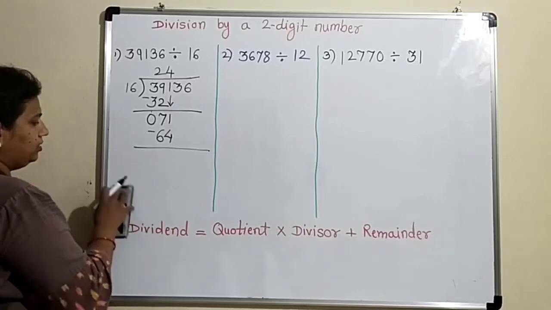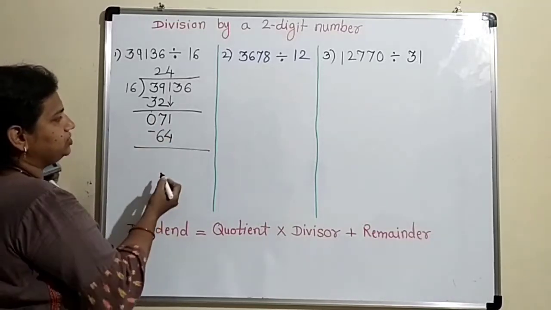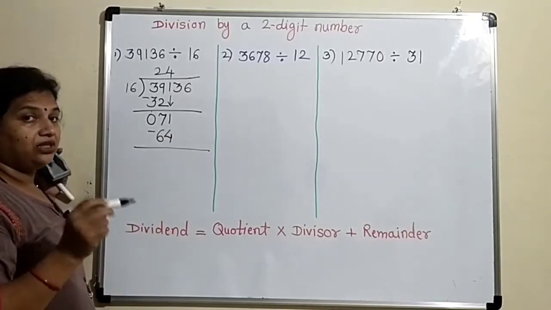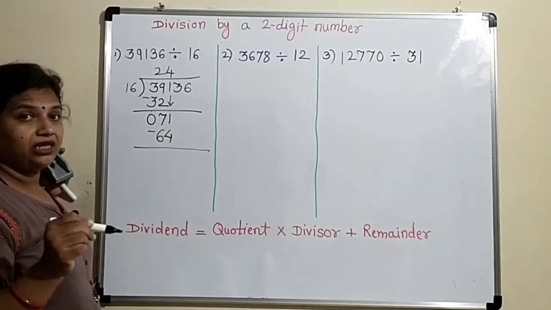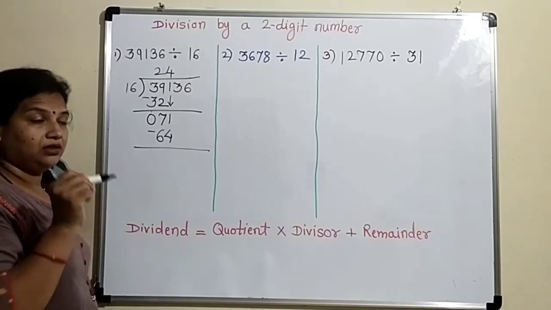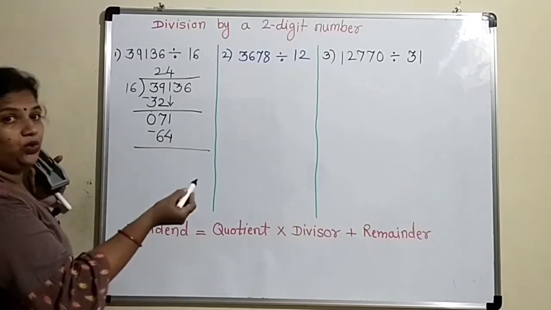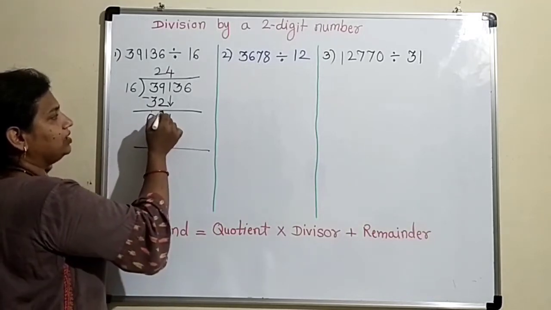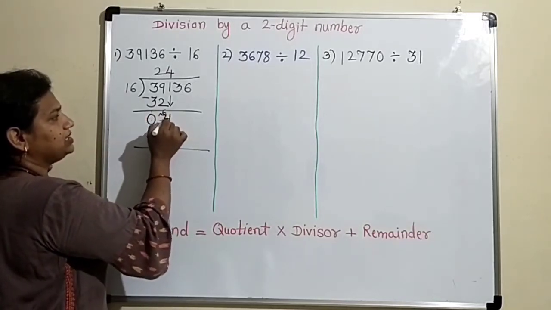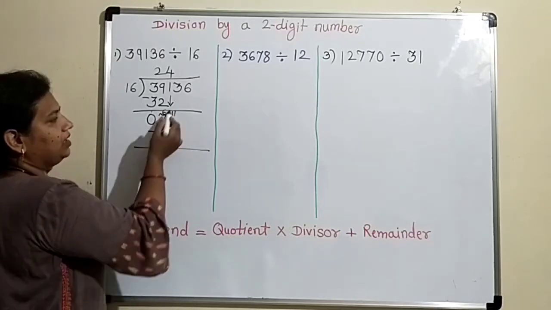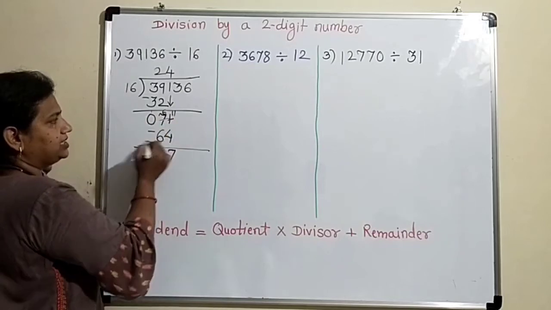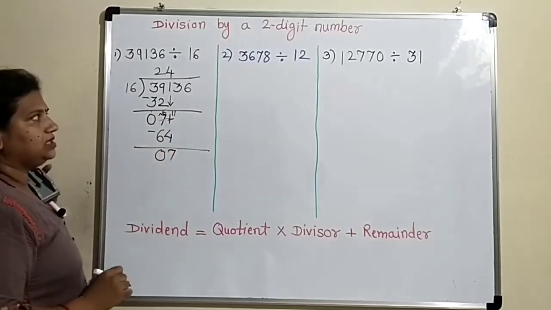Now let us complete the subtraction. Here we know that from 1 we cannot subtract 4. Generally students make mistakes here, but as usual we have to do subtraction by borrowing. So borrow from 7. Here it will become 6 and here it will become 11. Now 11 minus 4 will be 7 and 6 minus 6 will become 0.